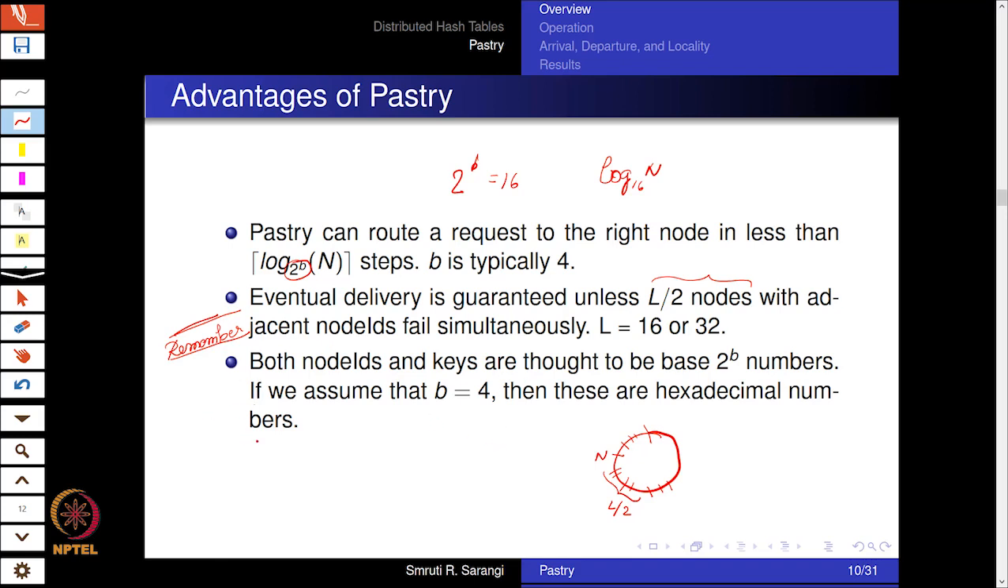One important disclaimer: both node IDs as well as keys have the same base. Well, they need not have, but there are many advantages if they do. So both are assumed to be 2 raised to the power b numbers, where b is typically 4. So we will assume that 2 raised to the power b is equal to 16.